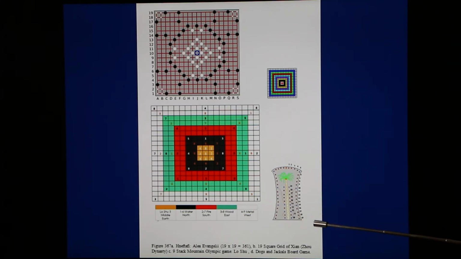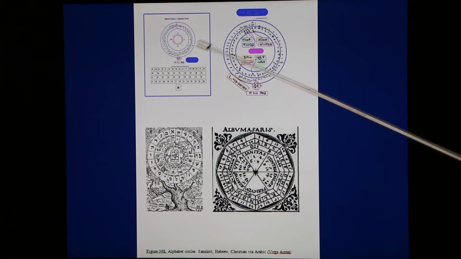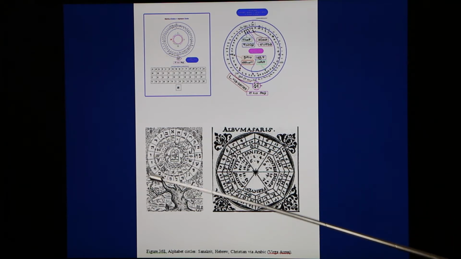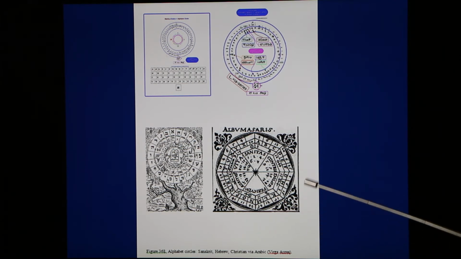And here is a game called Dogs and Jackals, a board game, and you have a palm tree in the middle, and again, it's a question of going through the cosmos that way. Well, why is all of this vaguely interesting for our game? Because here is one of the ways of doing the Sanskrit alphabet, again now in a circle, and here is a circular version of the Hebrew alphabet. Here is a circular version of the Christian alphabet.